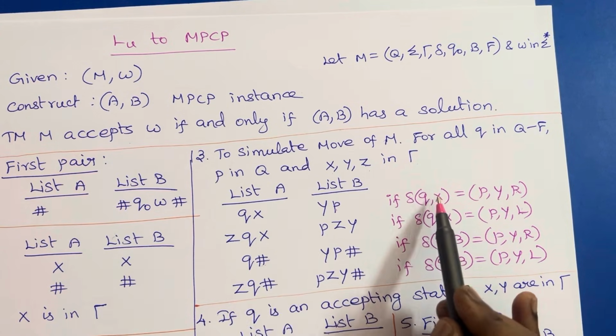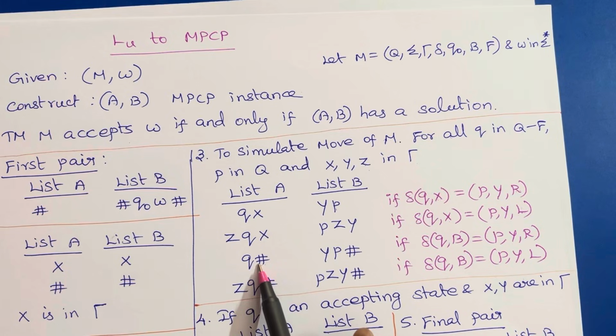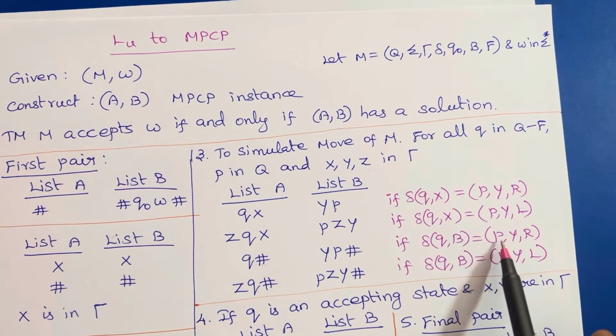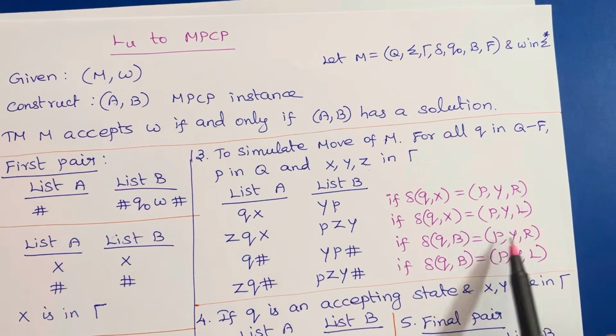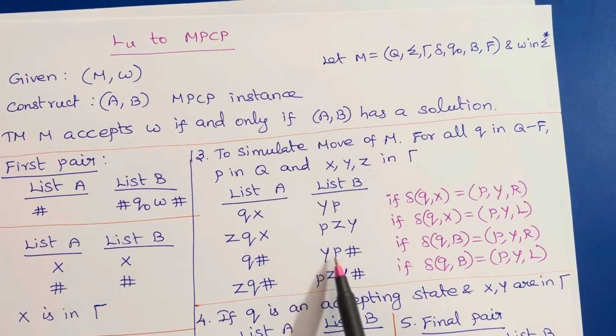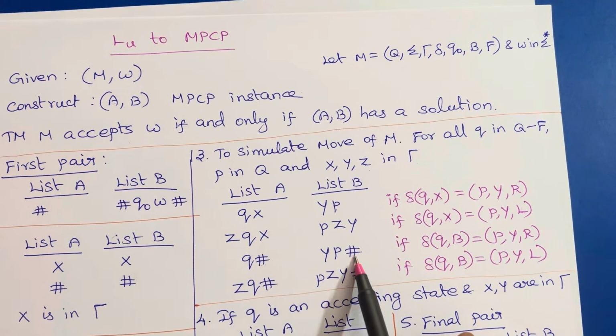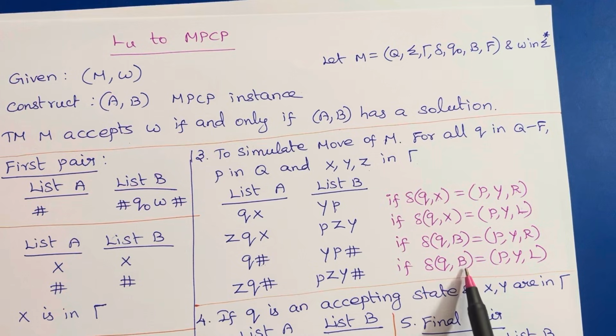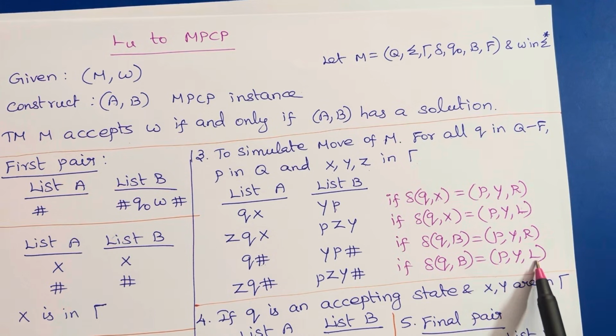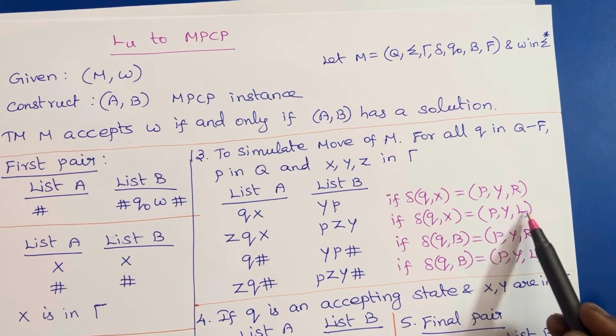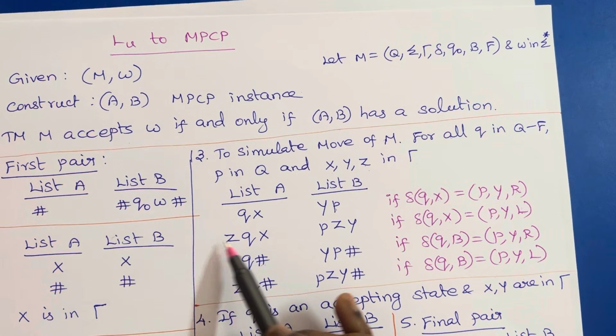So here we have written x, no, but here we have to write the separator hash. Then in the list B we need to write yp hash, right? The tape symbol, next state, and then hash. Similarly, del of q comma b blank equal to p comma y comma left move means similar to this left move. Second rule, here we have introduced z.